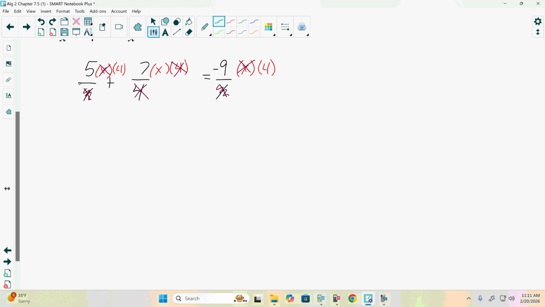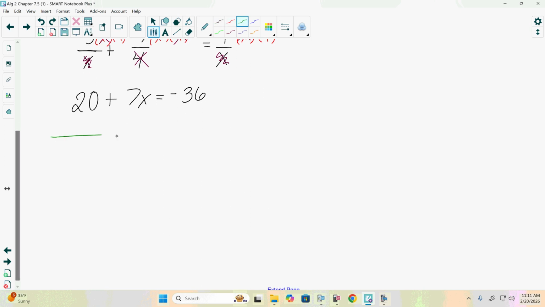Because if we look at what's left, in the first fraction we have 5 times 4, which is 20. The middle one we have 7x. And in the last one, negative 9 times 4 is negative 36. Now to get x by itself, what can we do? We can minus 20 from both sides, because our 20 minus 20 would be 0, leaving us with 7x is equal to negative 56. Negative 36 minus 20 would be negative 56.